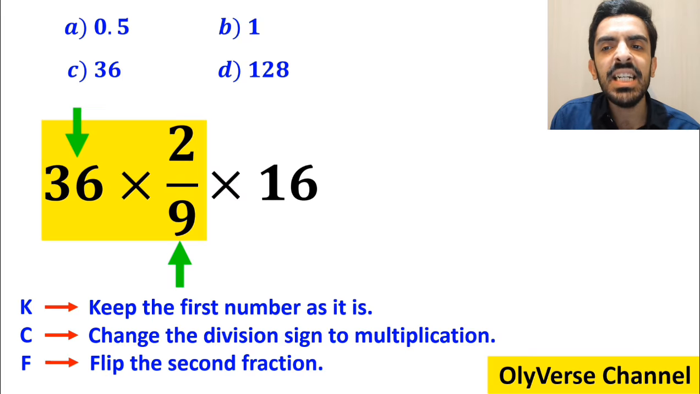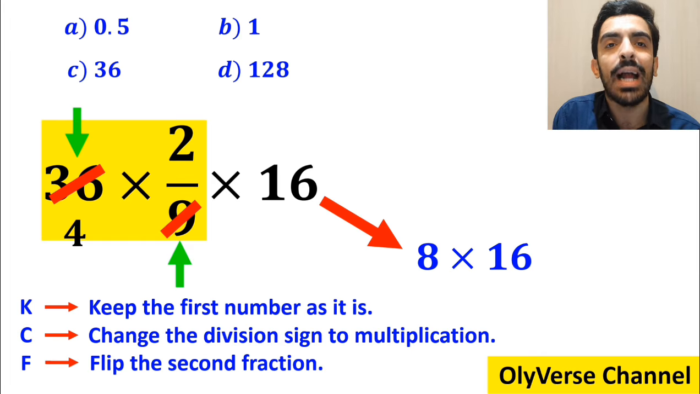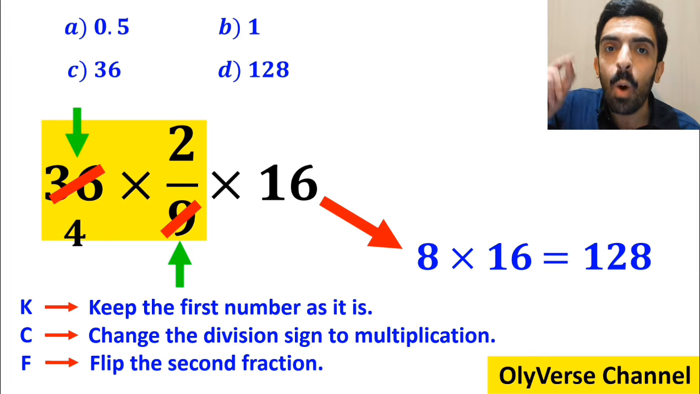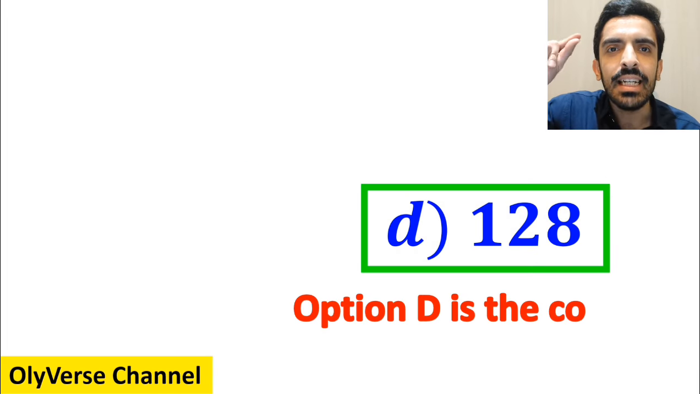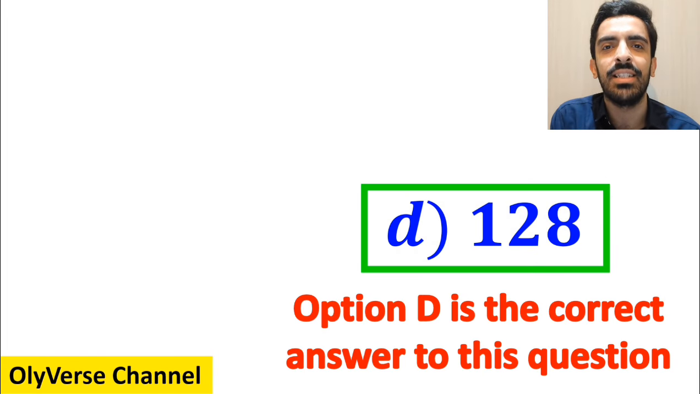Okay, as you can see in the image, the number 36 simplifies with the 9 in the denominator, and this expression simplifies to 8 multiplied by 16, which finally gives us the answer 128. Therefore, option D is the correct answer to this question.